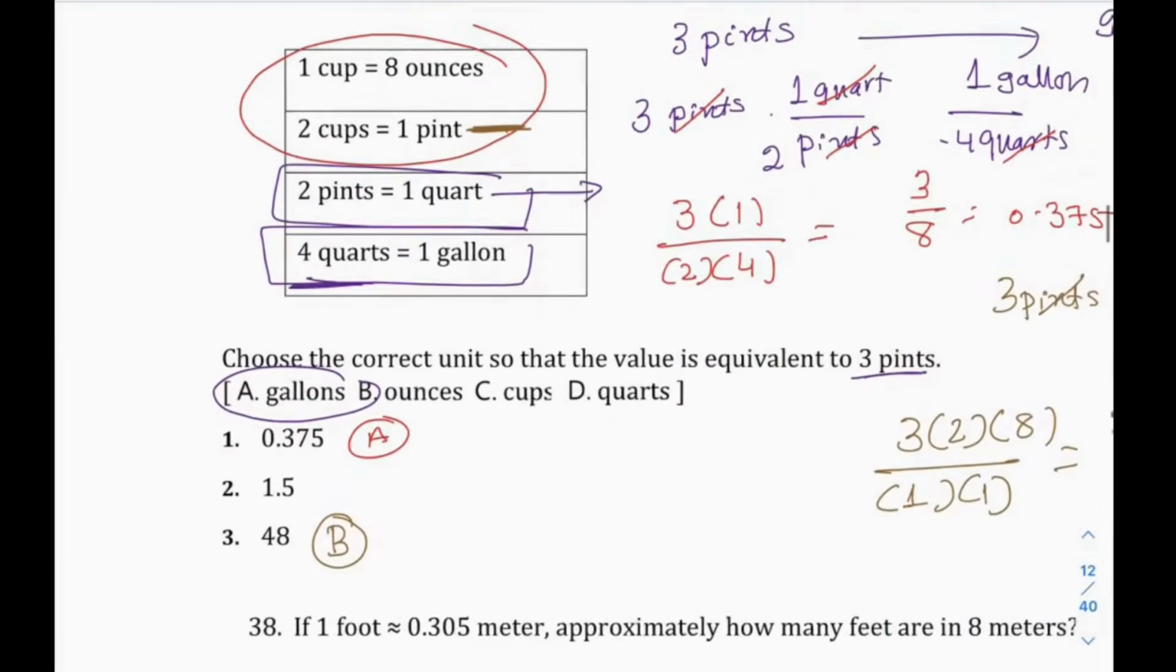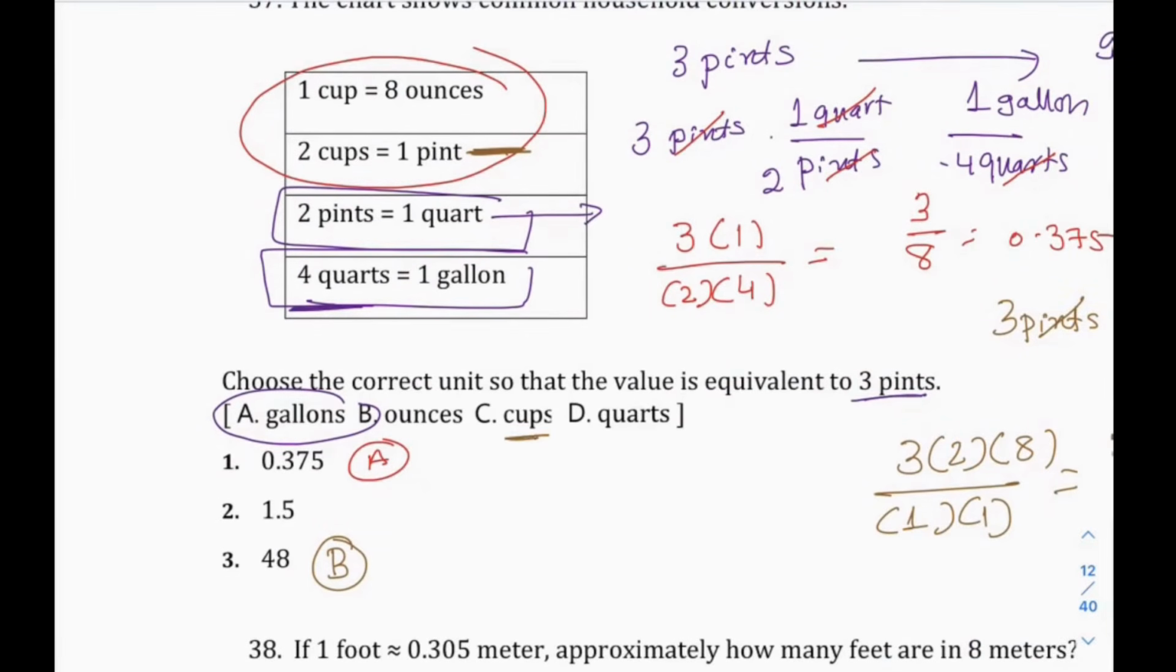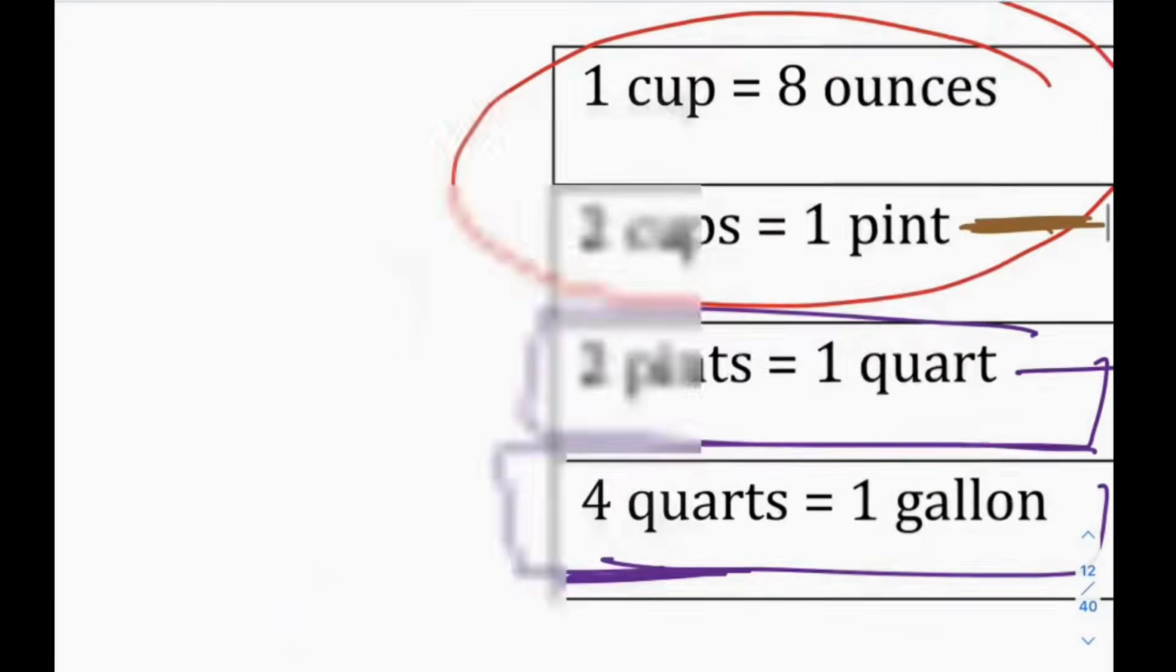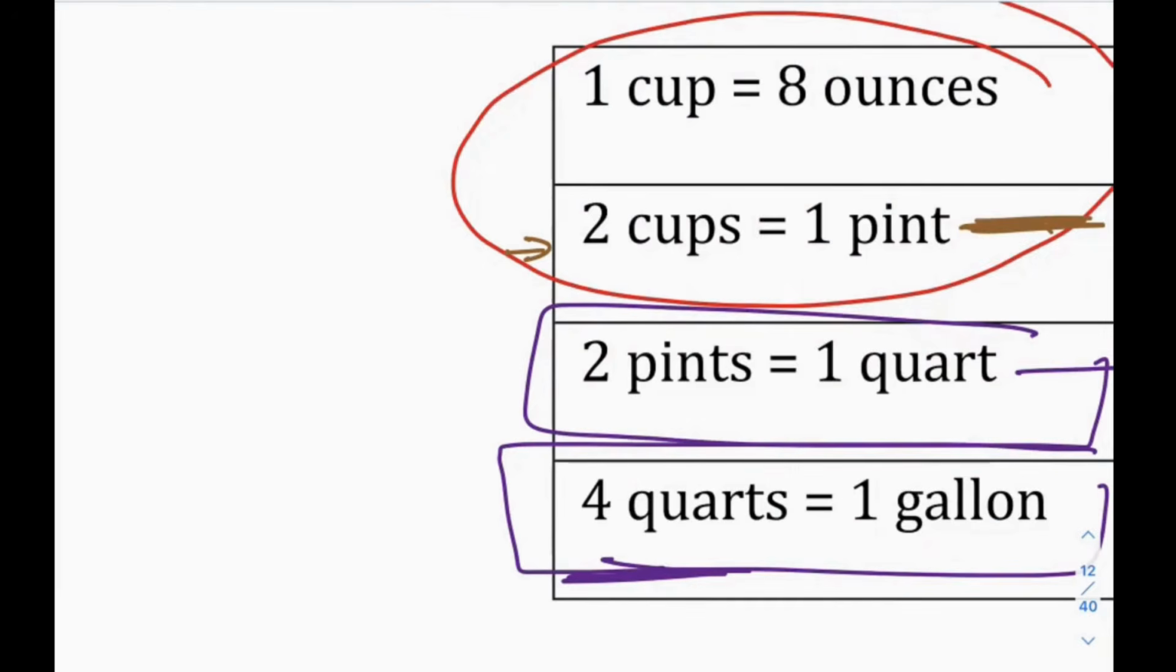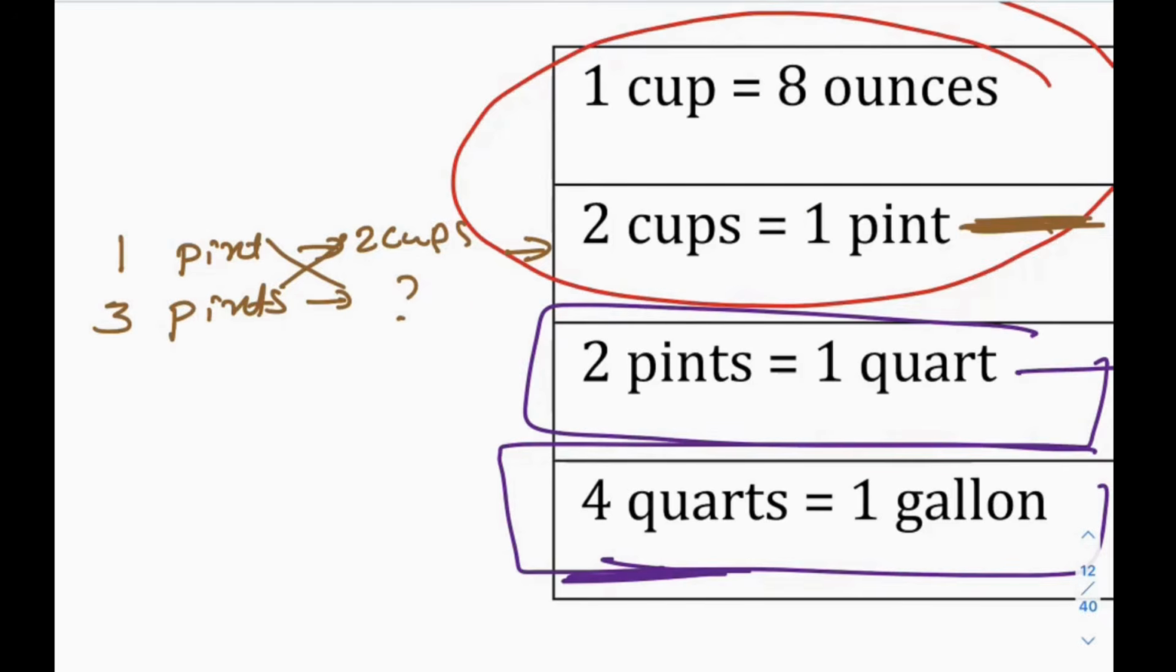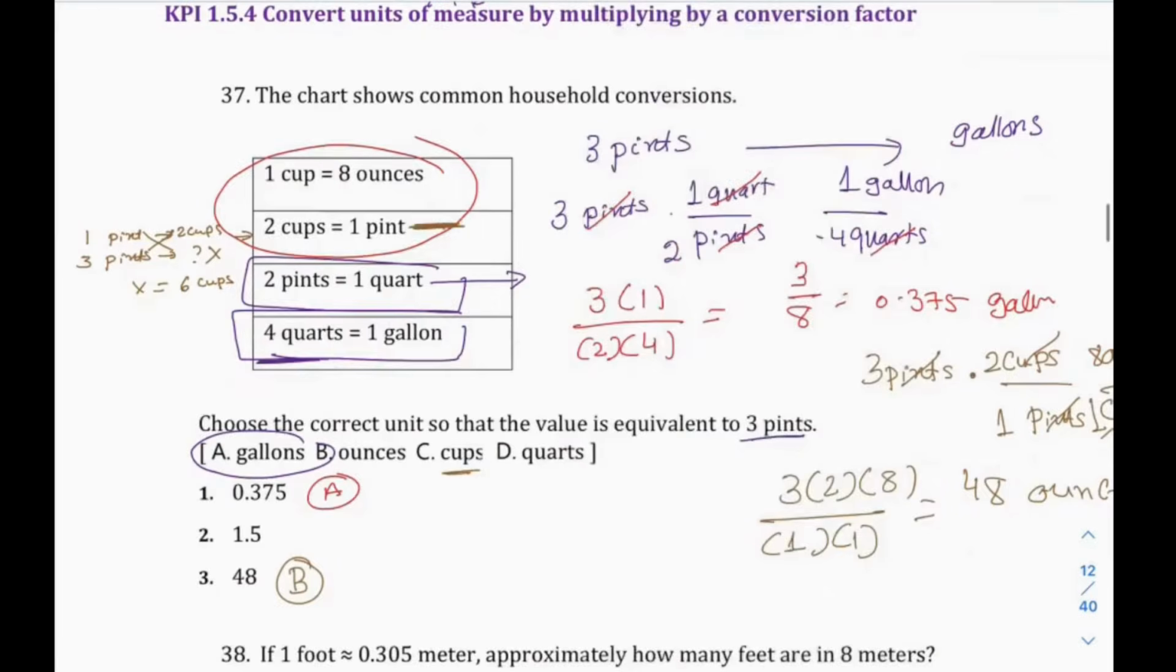Let's take the cups now. If you want to convert from pints to cups, this is the easiest one. We have 1 pint, 2 cups. So 3 pints is how much? Just cross multiply if you like. So this is x. So x times 1, which is x, equals 3 times 2, meaning 6 cups. So, is there any 6 here? No. But if you have a choice with 6 cups, you can do it this way.